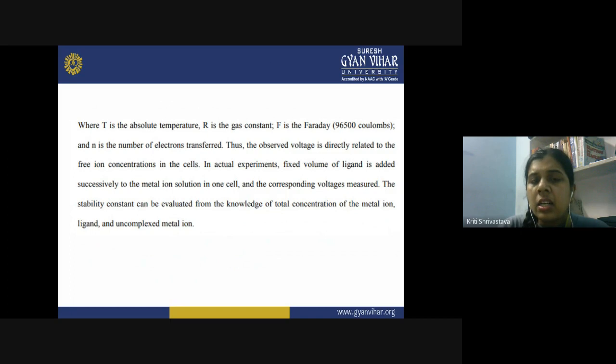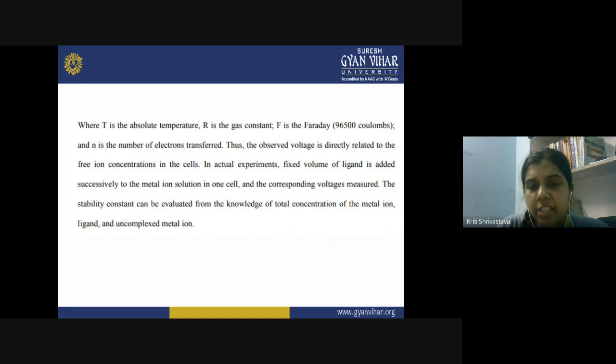Now all the symbols have the usual meaning, like T is the absolute temperature here, R is the gas constant, F is the Faraday constant, N is the number of electrons transferred, and therefore the observed voltage is directly related to the free ion concentration in the cell.